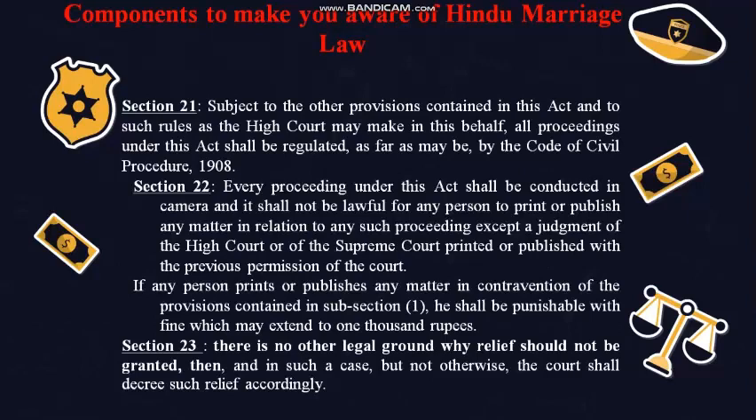Section 22 says every proceeding under this Act shall be conducted in camera, and it shall not be lawful for any person to print or publish any matter in relation to any such proceeding except a judgment of the High Court or the Supreme Court, printed or published with the previous permission of the court. If any person prints or publishes any matter in contravention of the provisions contained in subsection 1, he shall be punishable with a fine which may extend to 1000 rupees.